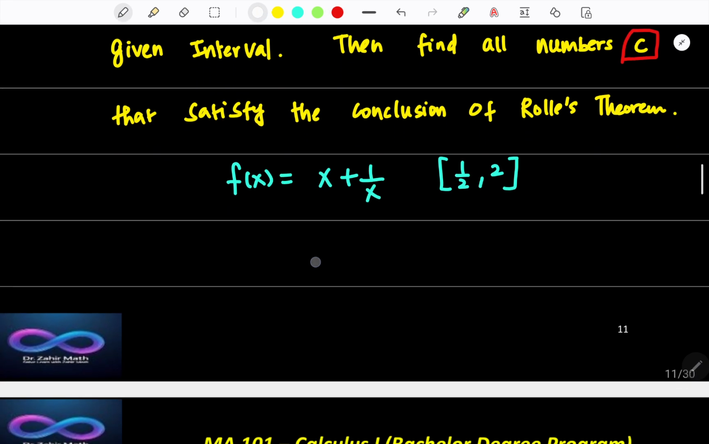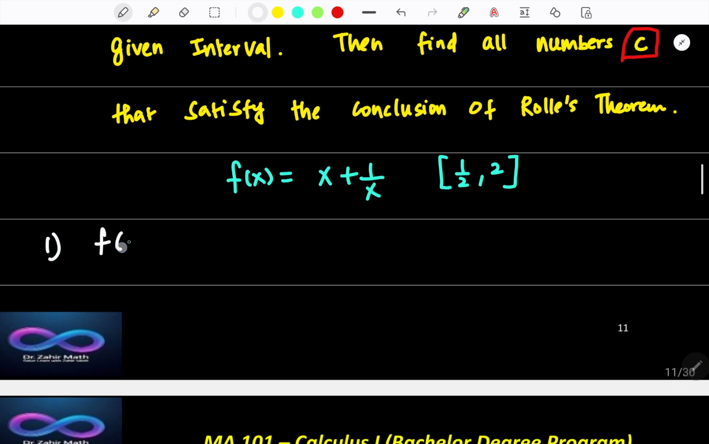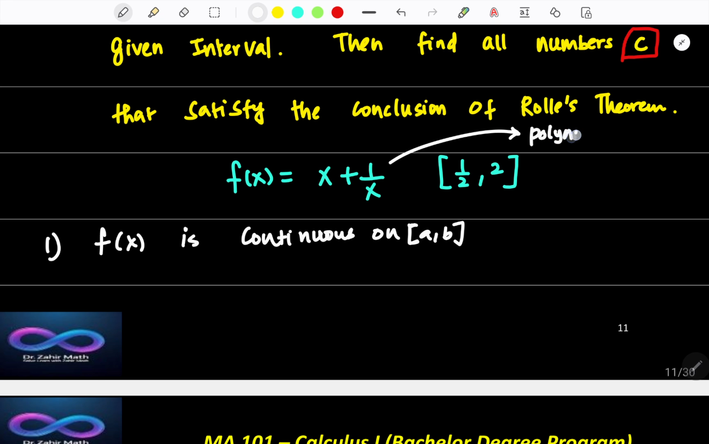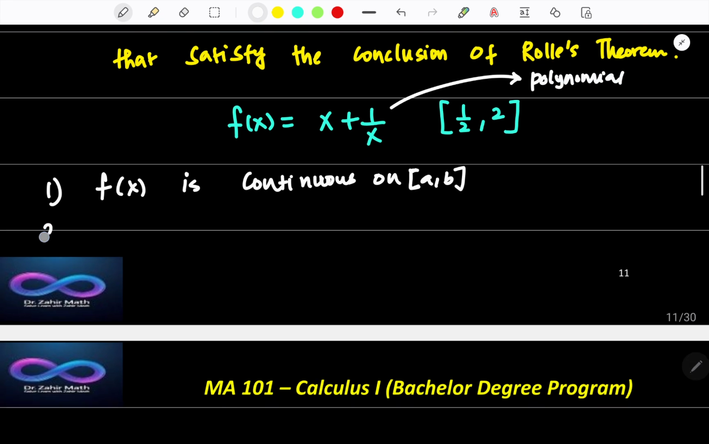So let's start now. What is the first one? You have to write f of x is continuous on the closed interval a comma b. How, teacher? No need to check. This is a polynomial. All polynomial functions are continuous and differentiable. And the second one is f of x is differentiable on the open interval a comma b.